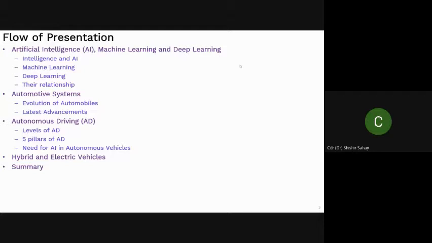Suppose 10 people within the audience get together and say, let's make an autonomous driving car. Then what should you do? Or what do you do as a driver of a car? Everybody knows that, but I'm just breaking it down and presenting it in front of you. Then the last part, about hybrid vehicles and electric vehicles and the applications of AI in that field, will be handled by Trilochan.